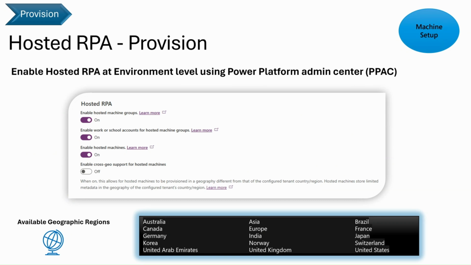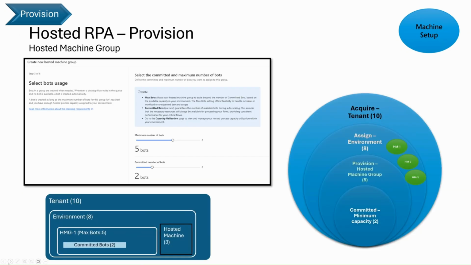Another aspect to consider is the geographic region availability for hosted RPA. Here is the snapshot at the time of this video, but check the MS Learn documentation for latest updates on this. As we provision hosted machine groups, we will see this bot configuration setting. The max bot refers to the maximum number of bots allocated to a hosted machine group, and the capacity bot setting, or the committed bot setting in this case, guarantees the minimum number of bots allocated to a hosted machine group.